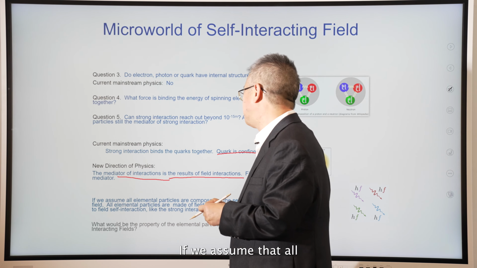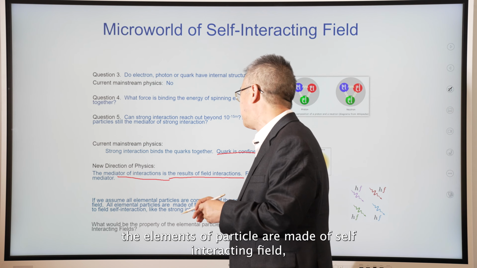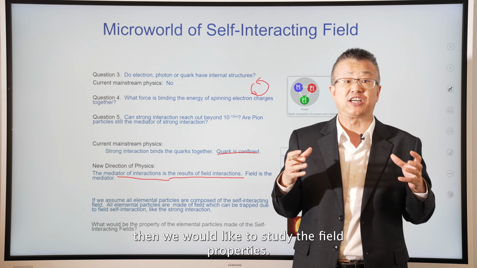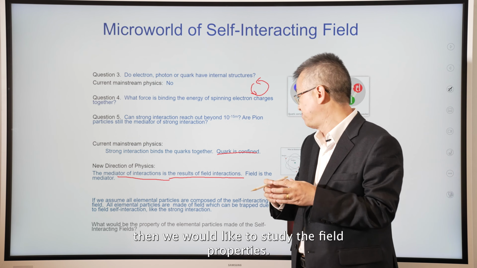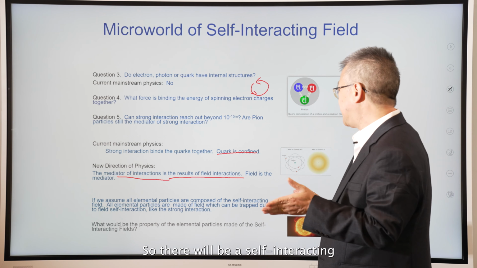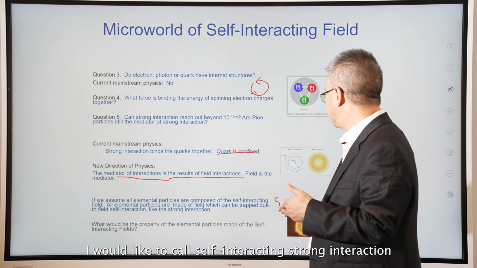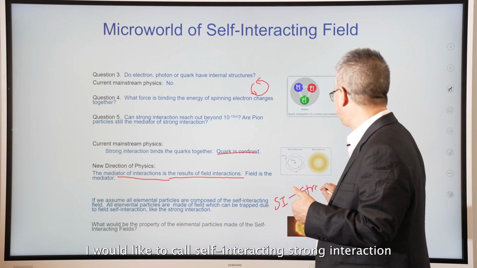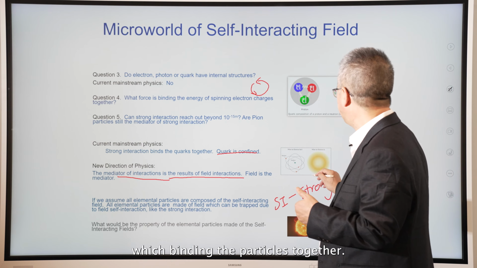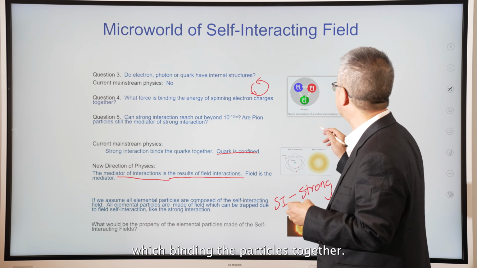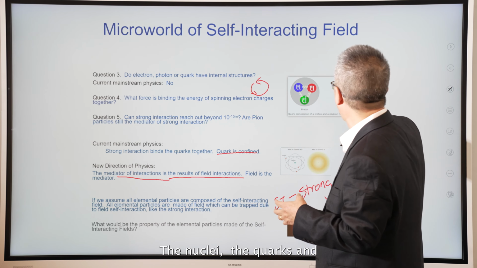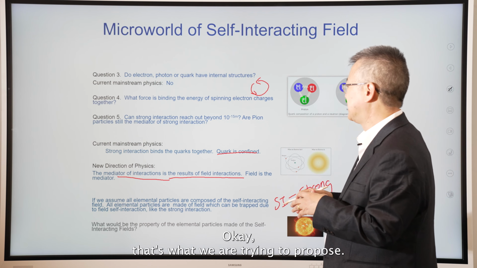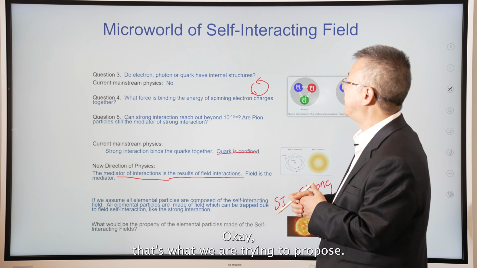If we assume that all the elemental particles are made of a self-interacting field, then we would like to study the field properties. So there will be what I would like to call a self-interacting strong interaction, which binds the particles together: the nuclei, the quarks, and even the photon. That's what we are trying to propose.